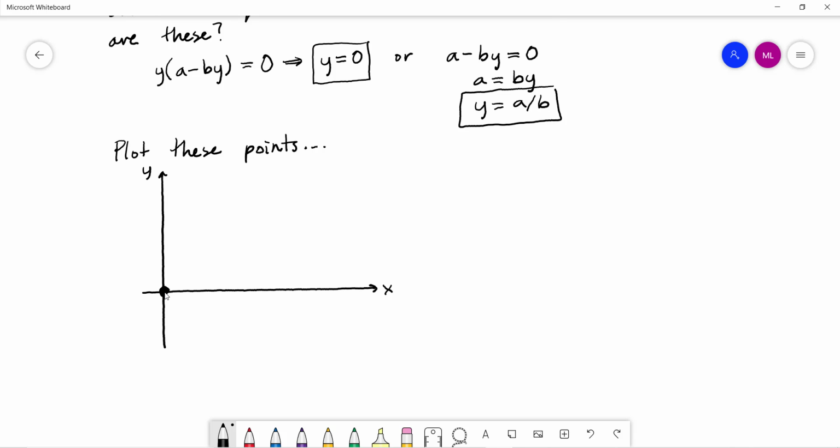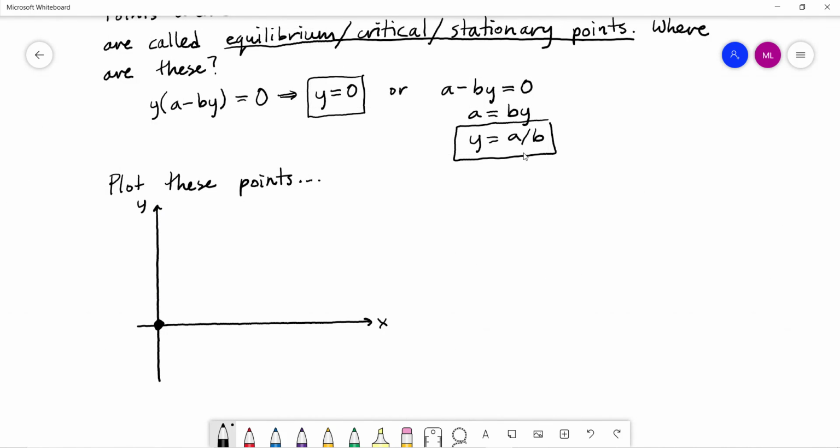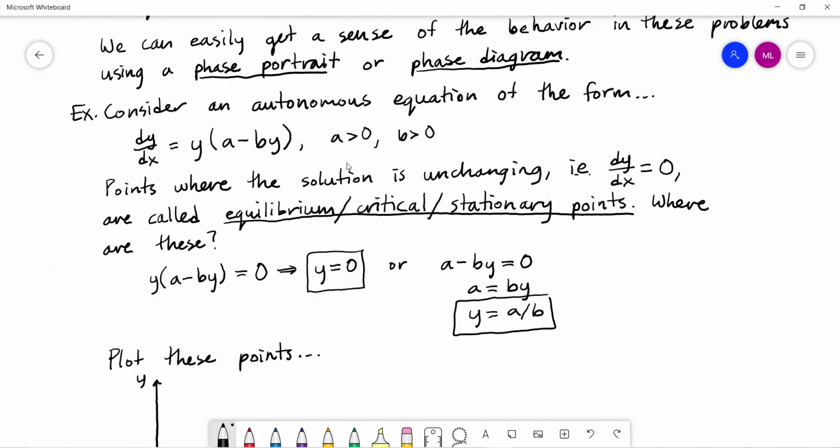It's right here at the origin. It's the point where y is equal to 0. The second one is at a over b. I don't know exactly where that falls, but I do know that it has to fall somewhere on the positive y-axis. Why does it have to be on the positive y-axis? Because I specified previously that both a was positive and b was positive. So if I'm taking a positive number dividing by another positive number, the result's going to be a positive number.